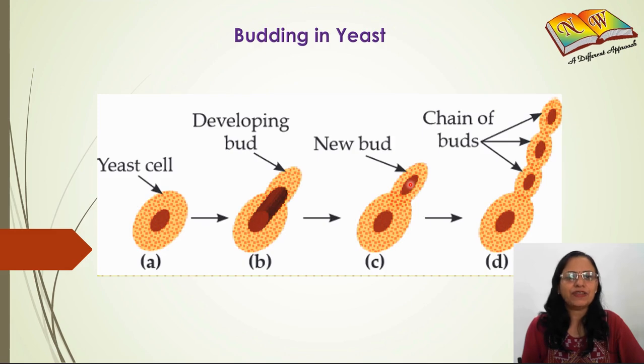But in case of yeast, the new daughter individual that is formed stays attached to the parent cell, resulting in the formation of a chain of yeast cells, which are also known as the chain of buds. So let us see how this looks under a microscope.